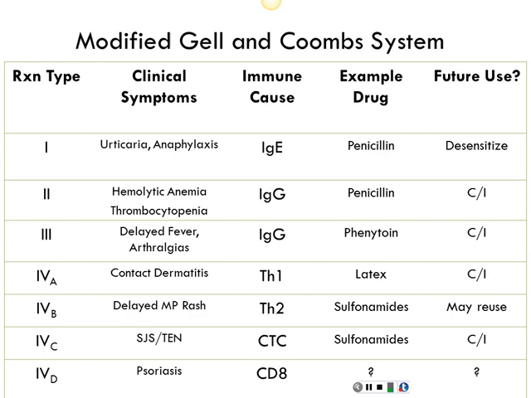Type 2 is IgG-mediated. This has to do with our production of red blood cells more commonly, so it inhibits production of blood. Hemolytic anemia is the most common thing that we see as a symptom of that.